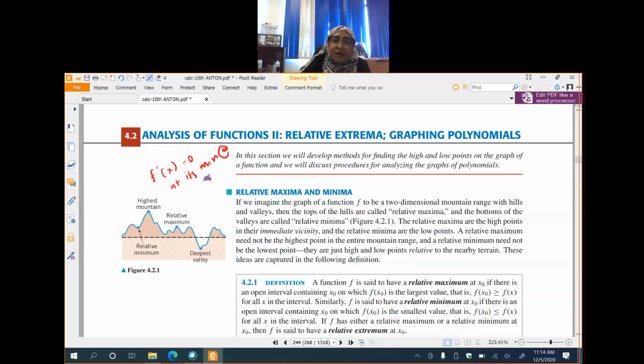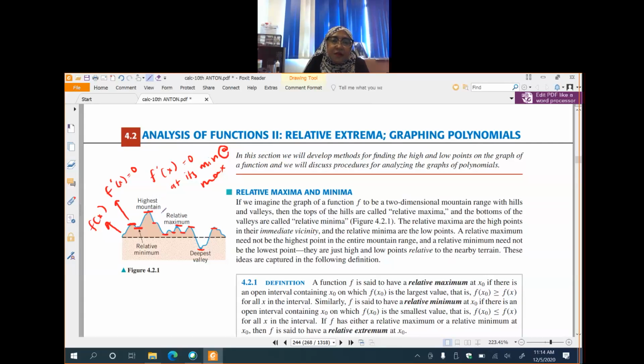So it means that if this is the graph of f of x, f prime of x will be 0 here, at its maximum. It will be 0 over here as well. So for this one, f prime of x will be equal to 0. It will be 0 over here as well. Here 0. This one 0 as well. Here 0. This one 0. This is 0 as well. This is 0. This is 0. This one 0.